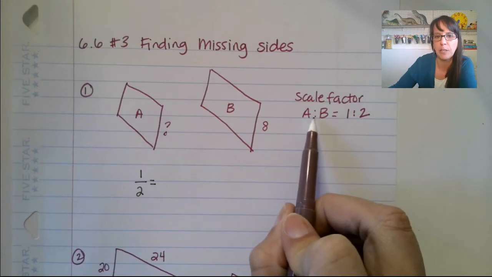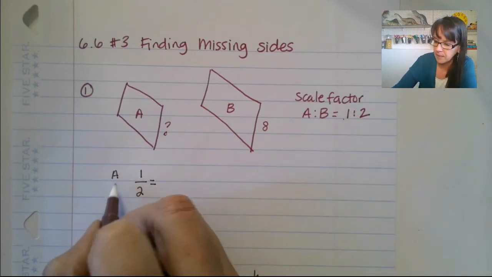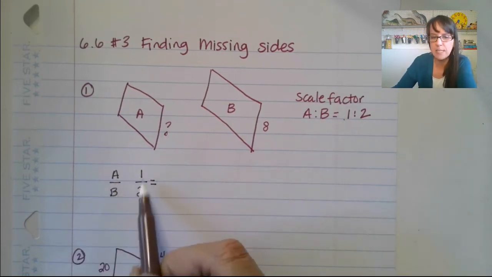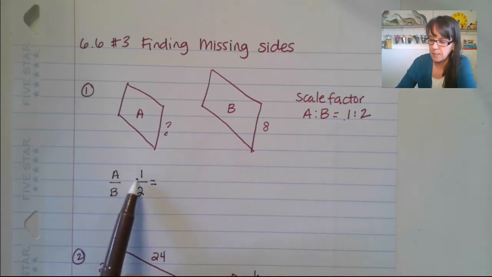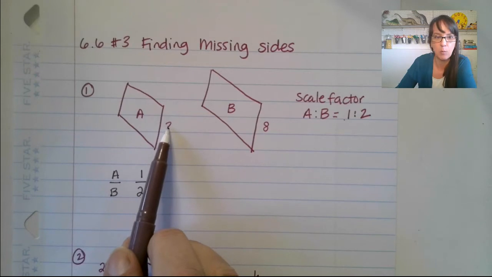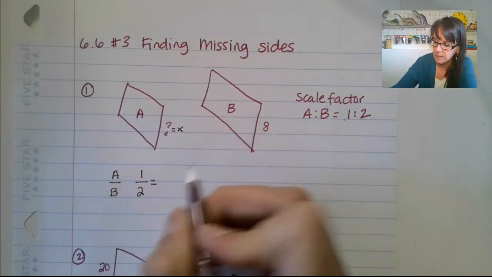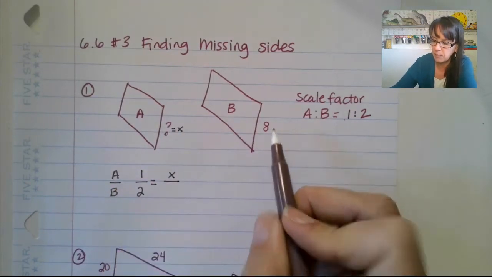Now be very careful here. It was A to B, right? A to B. So when we set up our proportion, we want to keep the A's on the top and the B's on the bottom. So A to B, we got that. And now A is the one we don't know. We're going to call that X. So then X over the B, which is 8.